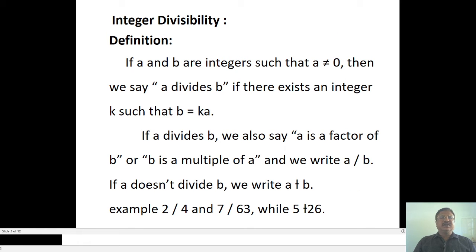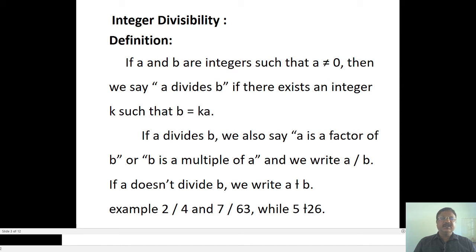Integer divisibility. So let us look at the definition. If a and b are integers such that a is not equal to 0, then we say a divides b if there exists an integer k such that b is equal to k into a. If a divides b, we also say a is a factor of b or b is a multiple of a, and we write a divides b. If a doesn't divide b, then we write a does not divide b.